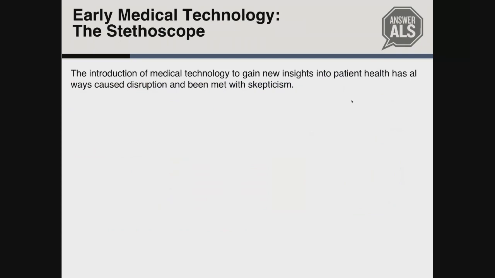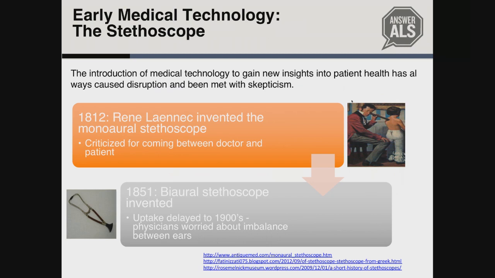Just to give you an example of what this looks like, an early piece of medical technology was the stethoscope, and this is a story that we see being recapitulated now. In 1812, René Laennec invented the monaural stethoscope. It was essentially like putting a toilet paper roll up to somebody's chest and listening to their heart. It was better than putting your ear against the chest, which is what doctors used to do up until that time. But it was criticized for being a tool that came between the doctor and the patient.